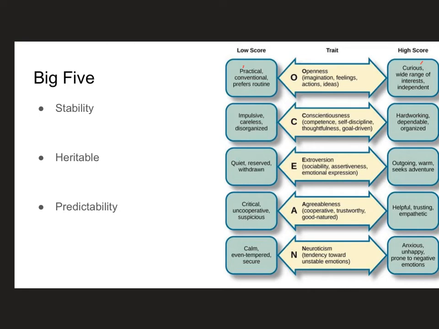C is conscientiousness, meaning how thoughtful and goal-driven you are. Either you're very impulsive and disorganized if you score low, or if you score high, you're very hardworking and dependable. E is going to be extroversion. How outgoing are you? Are you very quiet, reserved and withdrawn, or are you very outgoing, warm, and seek adventure?